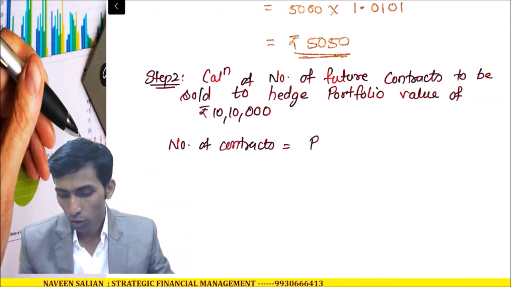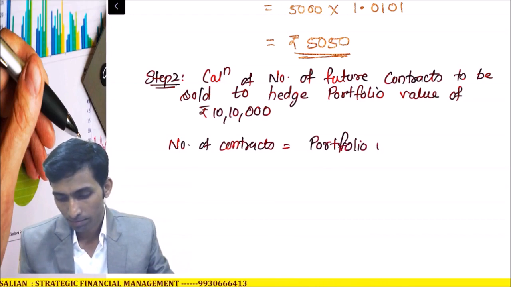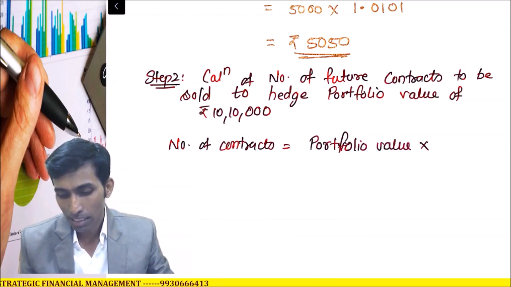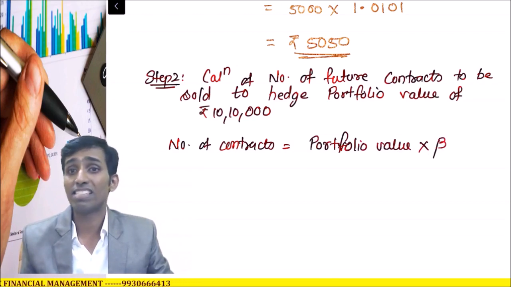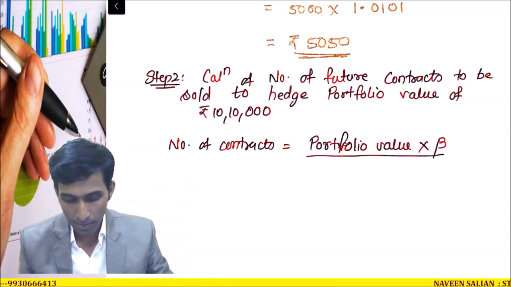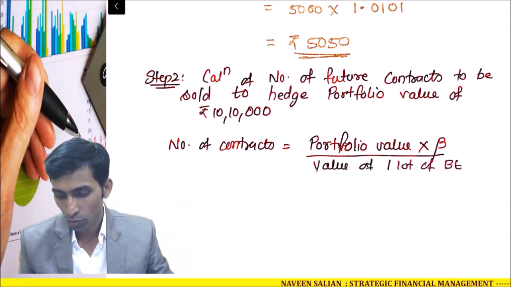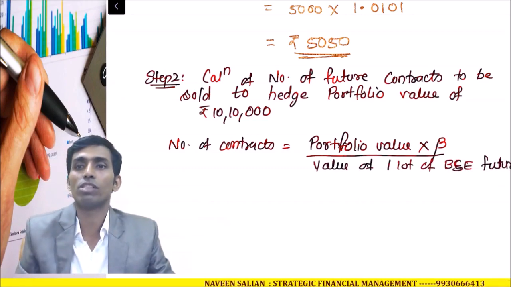where the portfolio value is multiplied by beta, because the desired beta is 0. If you know, we have done it in the class. Portfolio value multiplied by beta divided by value of one lot of BSE future.